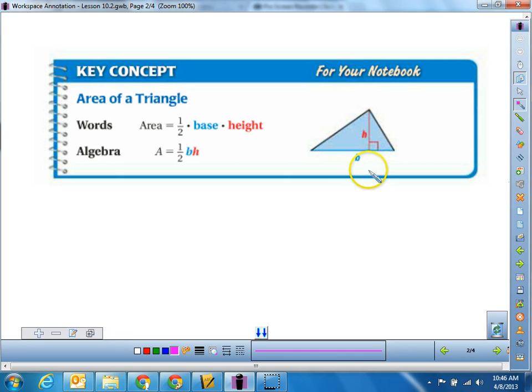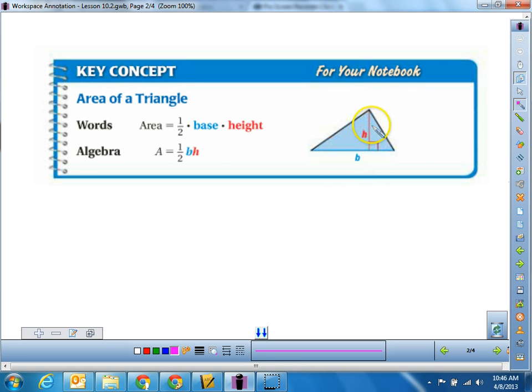Occasionally, if it's a right triangle, it can be the side, but for all other triangles, it's going to be this imaginary line that's drawn between the base and the vertex that is opposite the base. Remember, the vertex is where these two sides meet, and that's the one that's opposite the base. So a perpendicular line between the vertex opposite the base. And then we have our formula, 1/2 times base times height. That's what's going to help us figure out the area of any triangle.